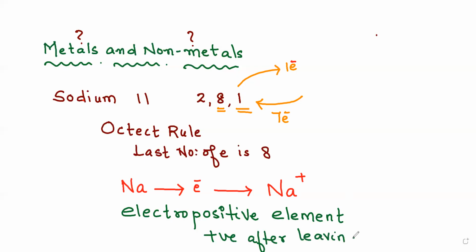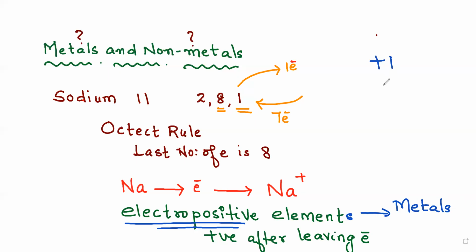After leaving electrons, if an element becomes positive, such an element we call electropositive. And electropositive elements are called metals. So all the metals will have plus charges. It can have plus 1, plus 2, or plus 3. So we have learned about metals, or elements with plus 1 valency, plus 2 valency, and plus 3 valency.